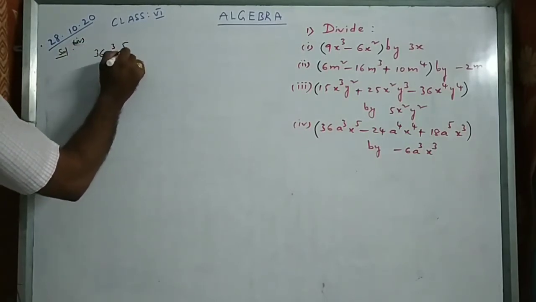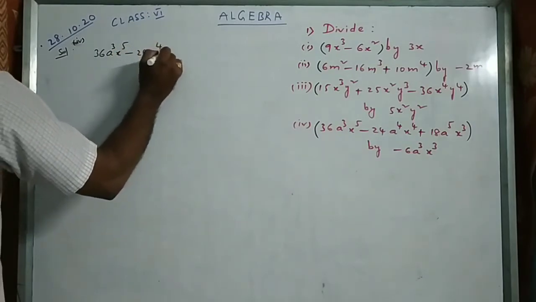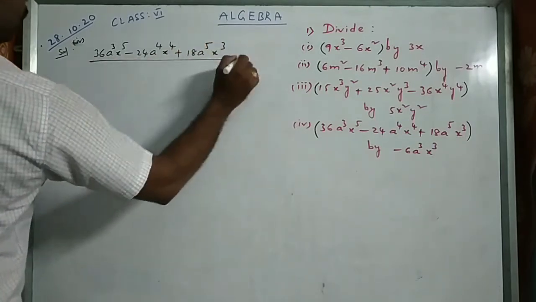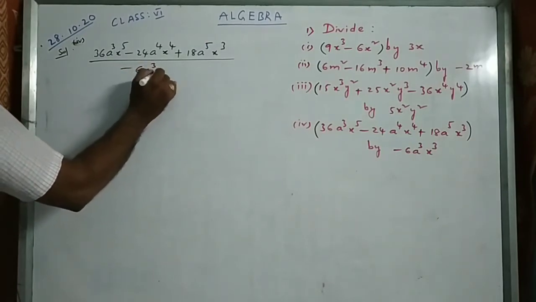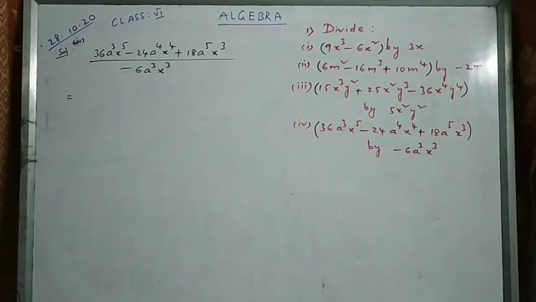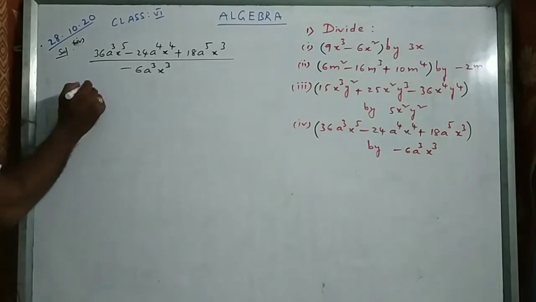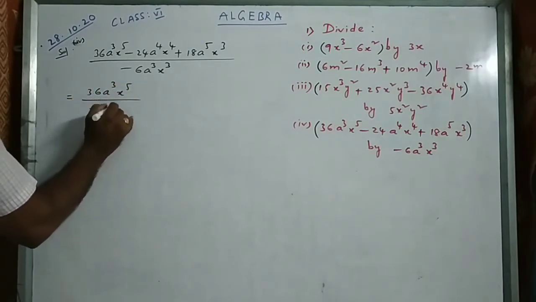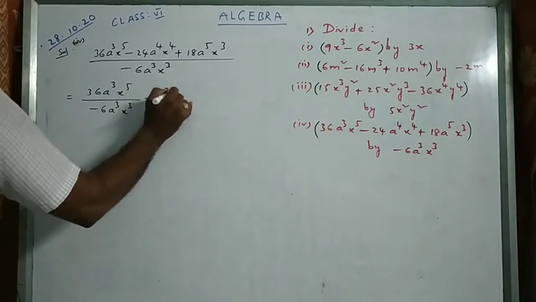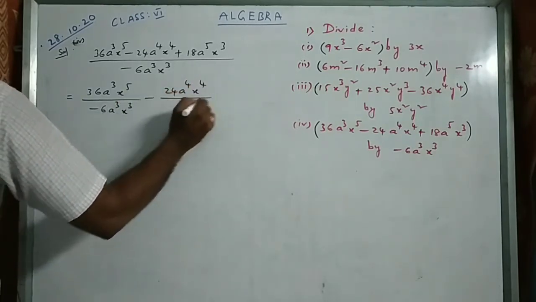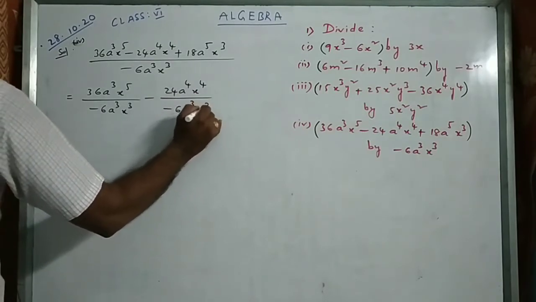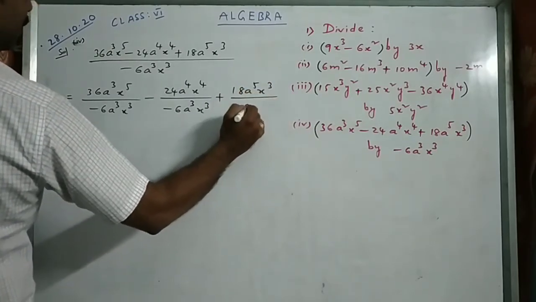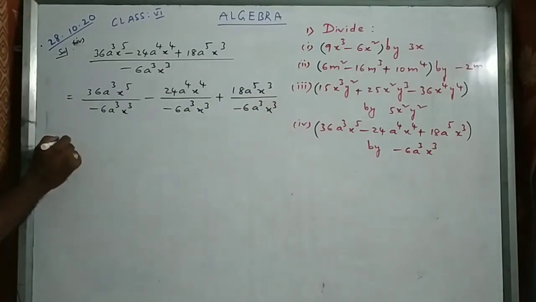(36a³x⁵ - 24a⁴x⁴ + 18a⁵x³) upon (-6a³x³). Now again the denominator we have to split. 36a³x⁵ by -6a³x³, minus 24a⁴x⁴ by -6a³x³, plus 18a⁵x³ by -6a³x. Clear?